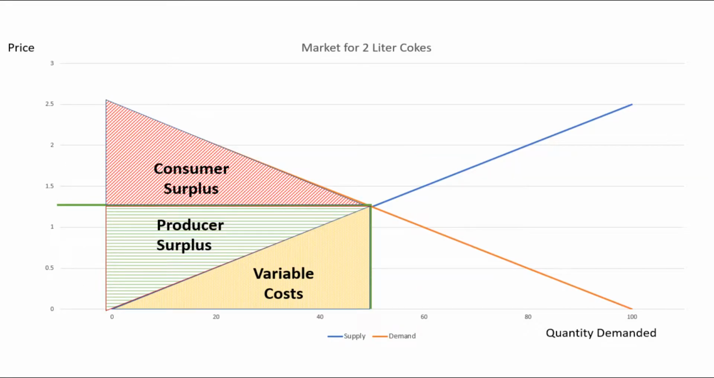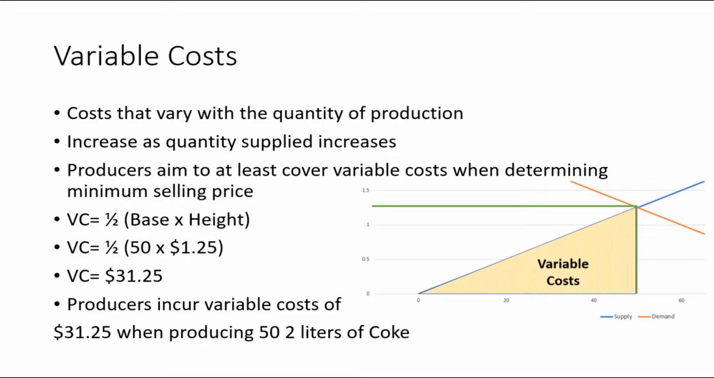Finally, we will look at the variable costs for our example. Variable costs are defined as costs that vary with the quantity of production. Generally, producers want to sell their product at a price that is at least equal to the variable cost because it ensures that controllable costs are covered. The variable costs are shown on our graph under the supply curve up until the demanded amount reaches the equilibrium.